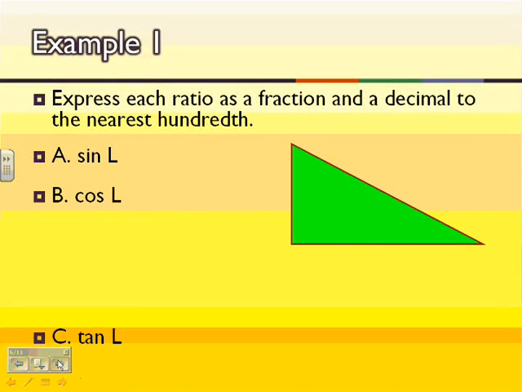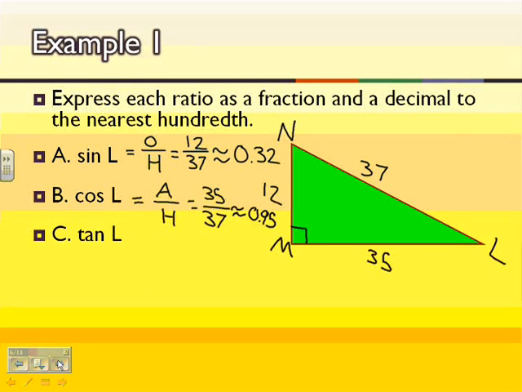Next one. Tangent of L. Do that one on your own, okay? Find the tangent of L. Give it as both a fraction that's reduced and as a decimal.